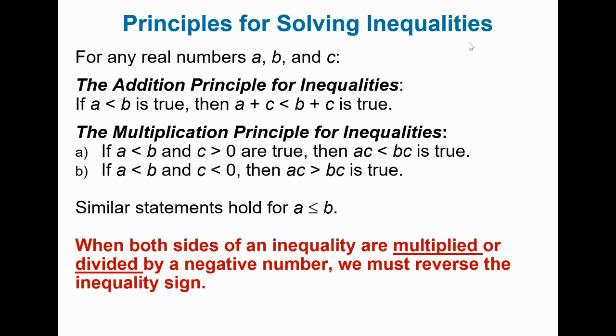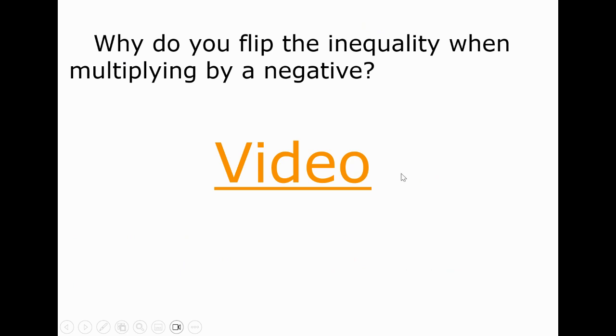However, when you multiply or divide both sides of an inequality by a negative value, C is less than zero, it's negative, you have to flip the inequality. When both sides of an inequality are multiplied or divided by a negative number, we must reverse the inequality sign. So this is the case where this went from less than to greater than because C was a negative value, less than zero.